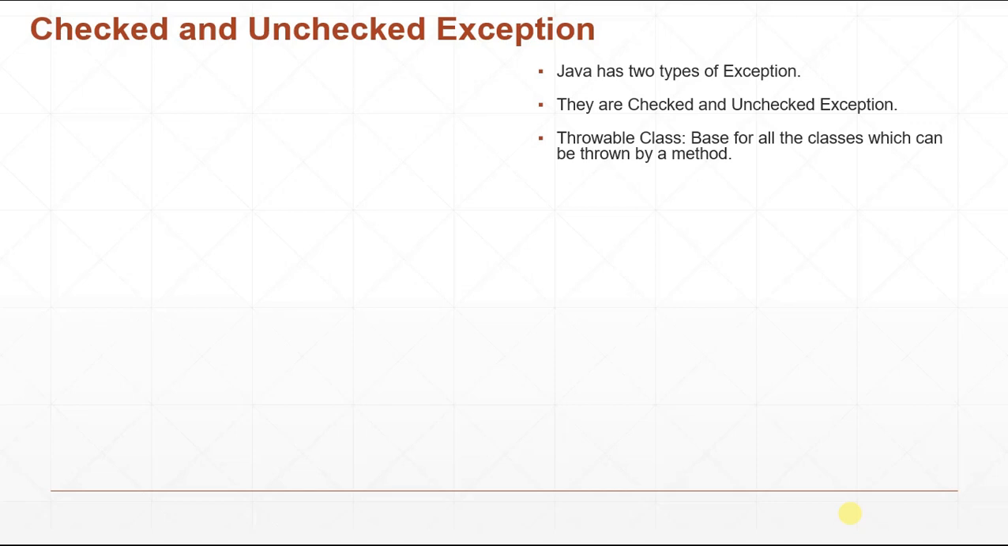So in JDK, the Java SDK, the throwable class acts as a base for all the classes which can be thrown by the code or by JVM. So throwable is the base for all the exceptions as well as errors in Java infrastructure.